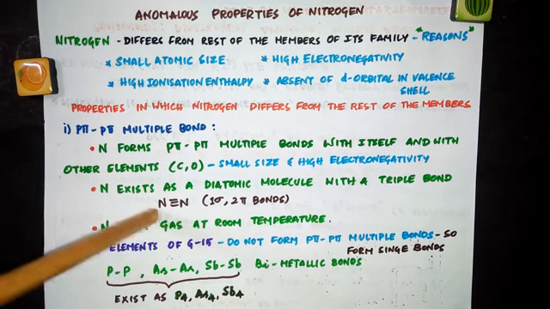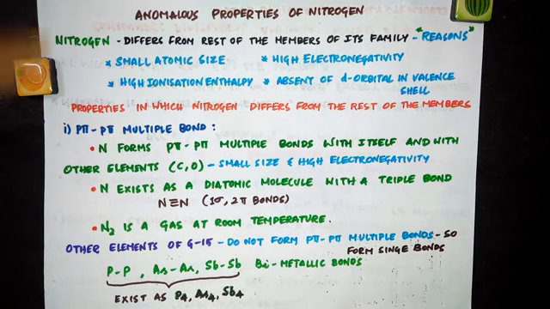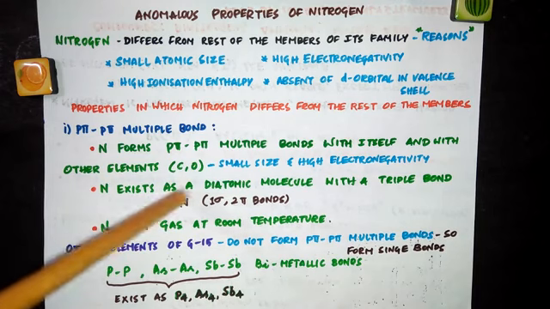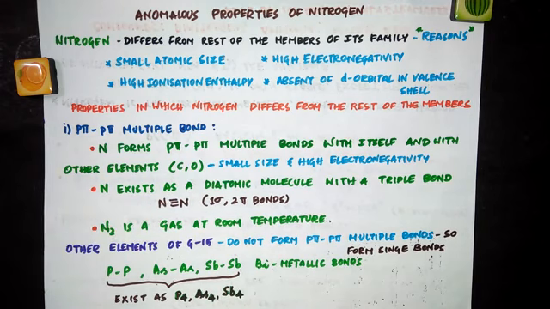Nitrogen bonds with itself via pi bonds and also sigma bonds. And not only with itself, nitrogen can form p-pi multiple bonds with other elements like carbon and oxygen. And why particularly carbon and oxygen? Because these two have high electronegativity and small size, and that's the reason nitrogen is capable of forming p-pi multiple bonding. What are the other elements present in group 15? Phosphorus, arsenic, antimony and bismuth.